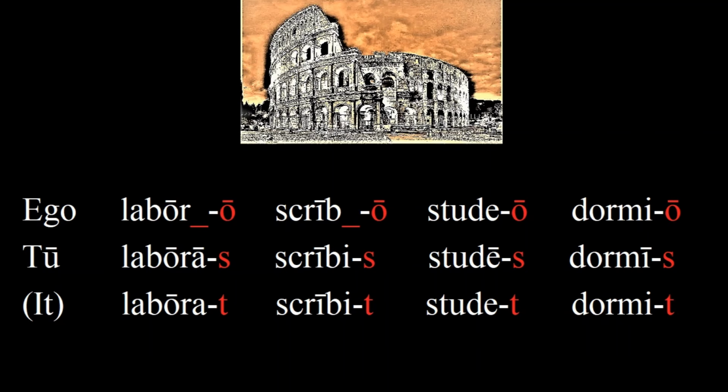Now we have seen all the different verb patterns. Let's put them all together. Note the differences and similarities in the patterns. All verbs end in either O, S, or T, depending on the subject. And the vowel before the S in the tu form is almost always long, just like the U in tu is long. And the vowel before O is dropped half of the time.